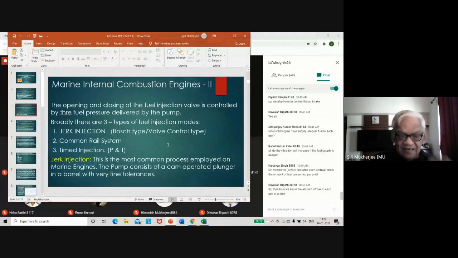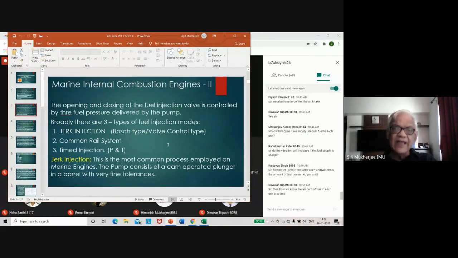This injector is operated by means of a computerized signal, and that signal will come to the injector, which may be of a variety of designs. It may be piezoelectric, it may be solenoid, or it may be hydraulic, all three. So this common rail system is entirely different from our present system of jerk injection. We will focus on jerk injection as of now, and after that, at some stage, we will go in depth with common rail system also.